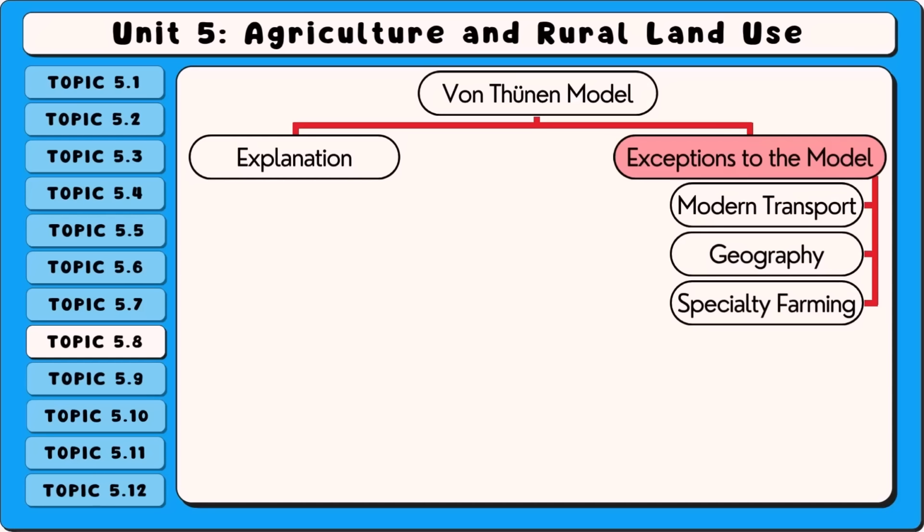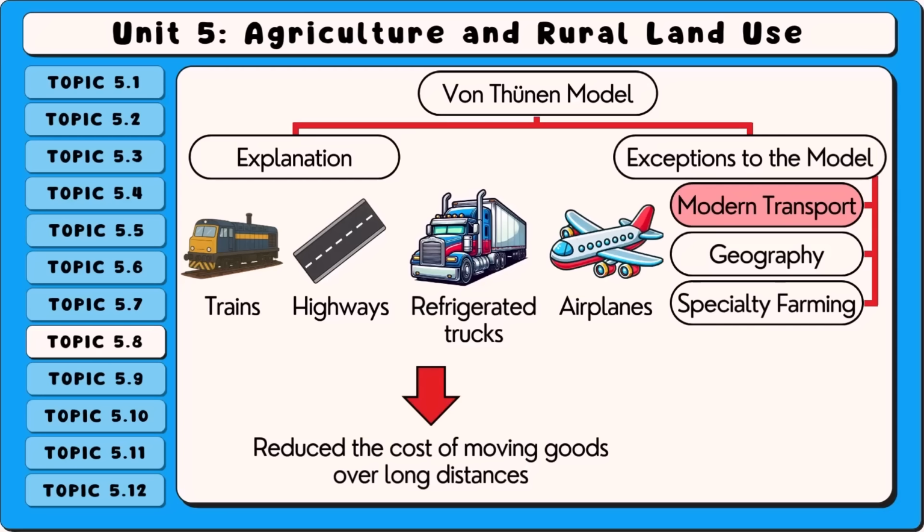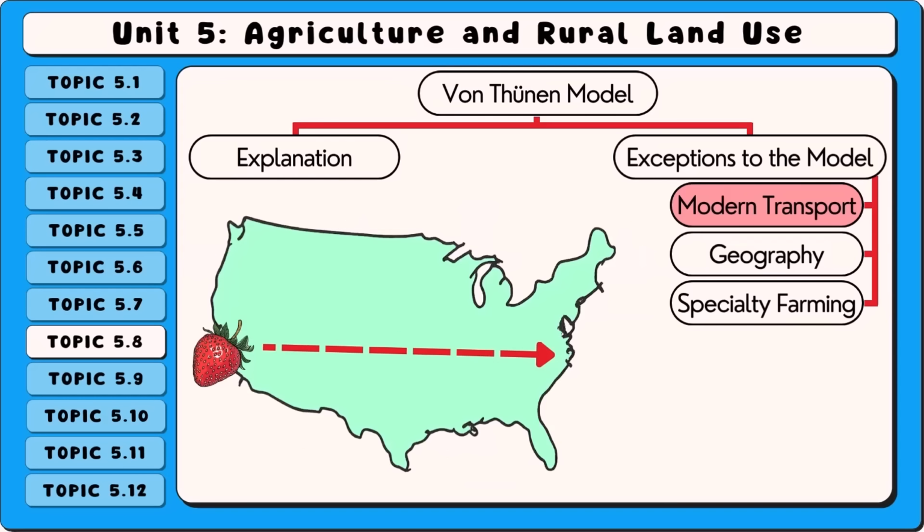Let's look at 3 reasons why regions may not follow the model: modern transportation, natural and human differences in geography, and the unique case of specialty farming. The first reason is modern transportation. Trains, highways, refrigerated trucks, and airplanes have greatly reduced the cost of moving goods over long distances. Because of this, farmers don't need to be as close to the city as they once did, even when producing perishable crops. For example, strawberries grown in California can be shipped across the country and still arrive fresh.